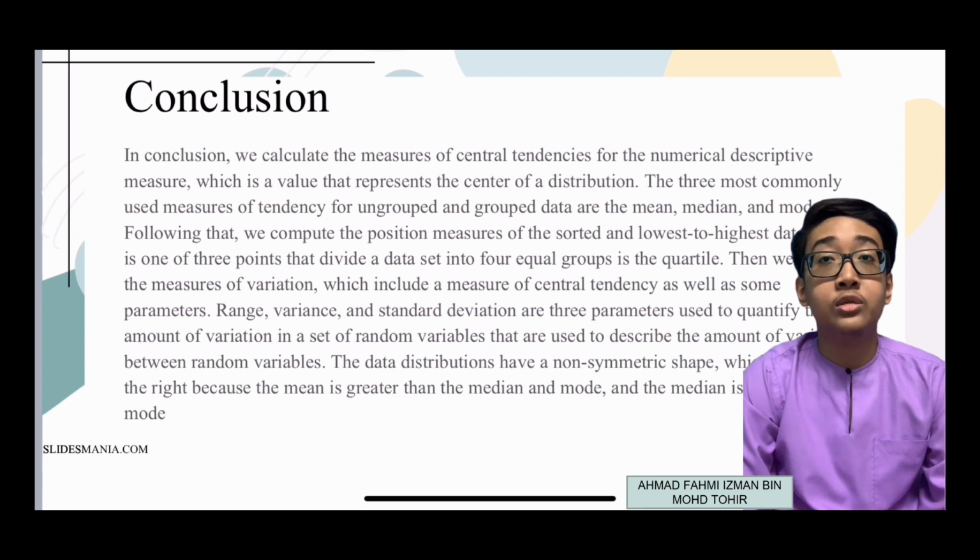So the conclusion is we calculate the measures of central tendency for the numerical descriptive measures, which is a value that represents the center of a distribution. The three most commonly used measures of tendency for ungrouped data and grouped data are the mean, median and mode. Following that, we can compute the position measure of the data sorted from lowest to highest, which is one of 3 points that divide a data set into 4 equal groups, the quartiles.